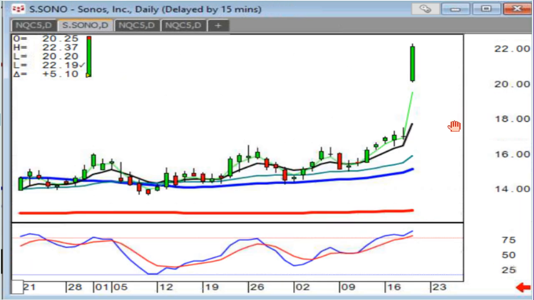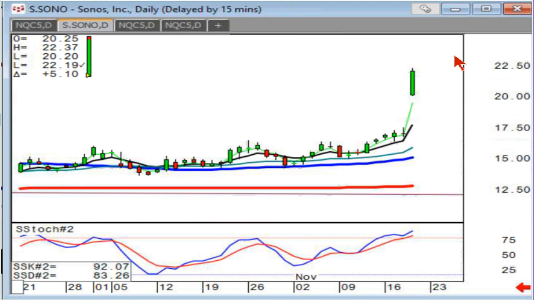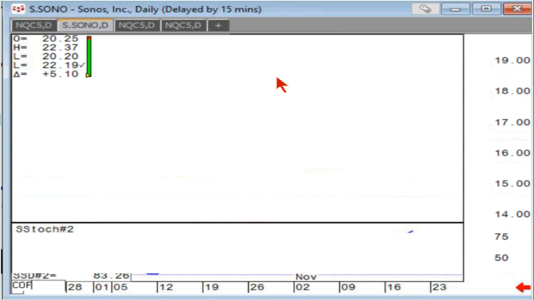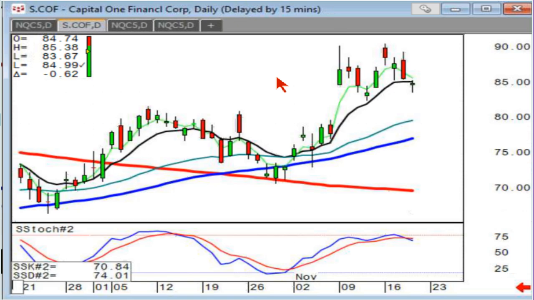So NEW, coming out of this big fry pan bottom, look for a 45-degree angle off of here. COF, that one you get ready to short if it opens lower tomorrow. It's down below the T-line, and after a left-right combo, if it opens lower, now you've got a bearish doji sandwich in progress.